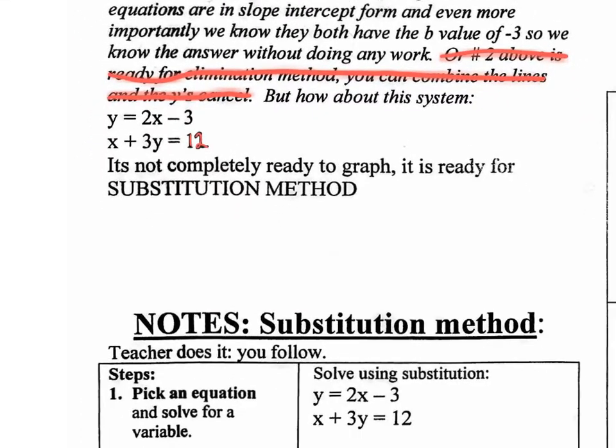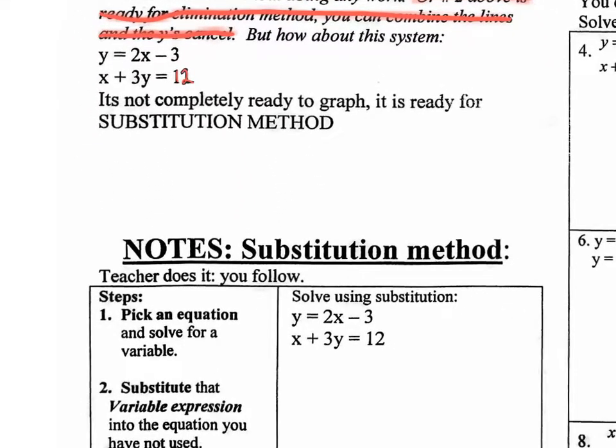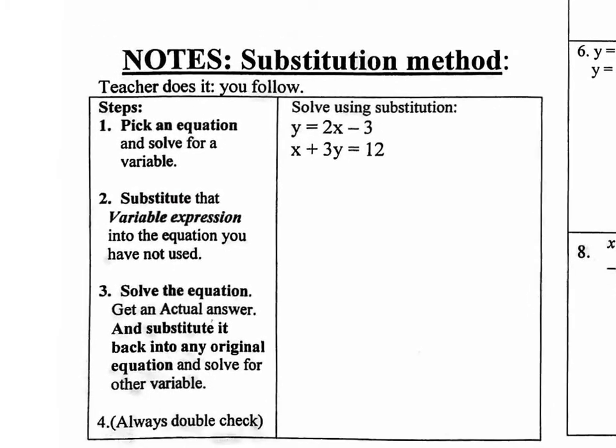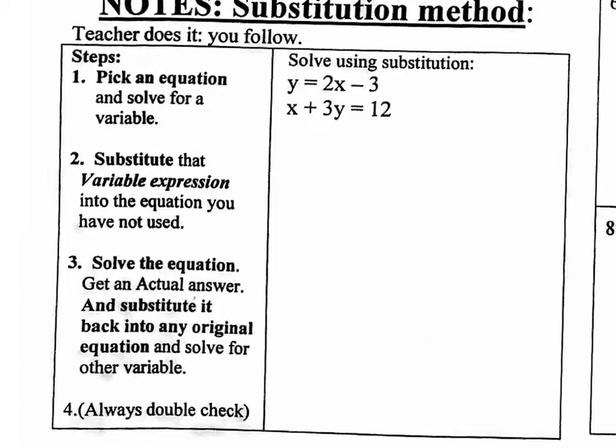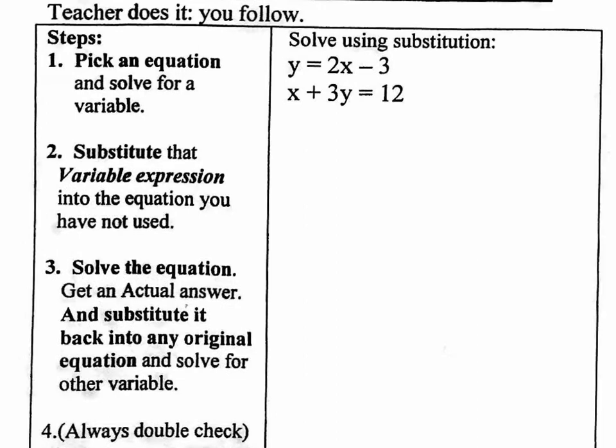So if we go down here, we'll see that we take the system with the 12, not an 11, rewrote it down here, and we're going to follow the steps, okay? So steps, step 1. And by the way, it says right here, teacher does it. So I'm doing it, and you're following along on your notes. Pick an equation and solve for a variable. So solve for a variable, that means get a letter by itself.